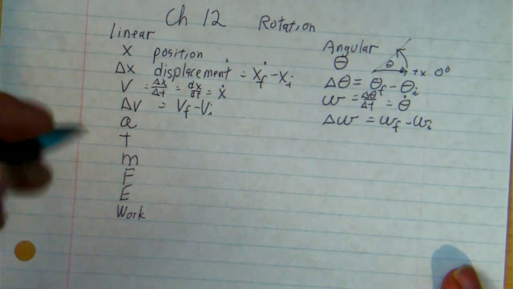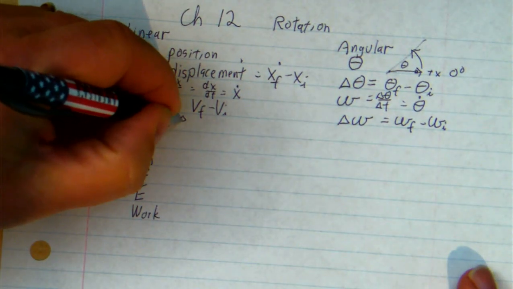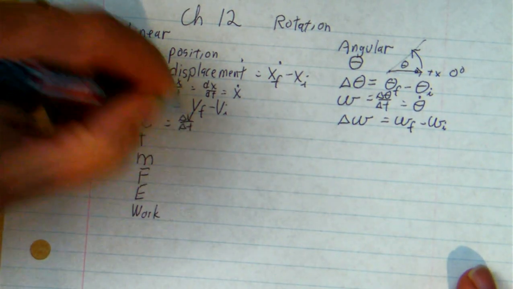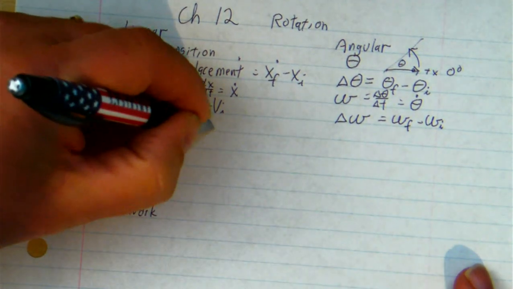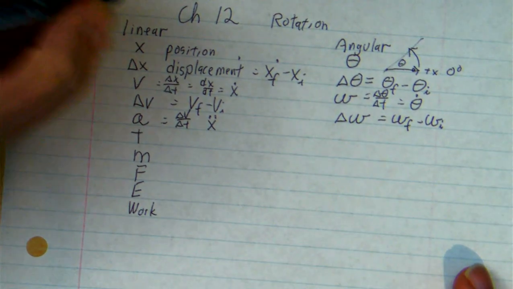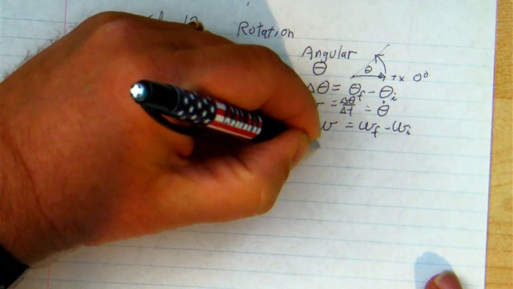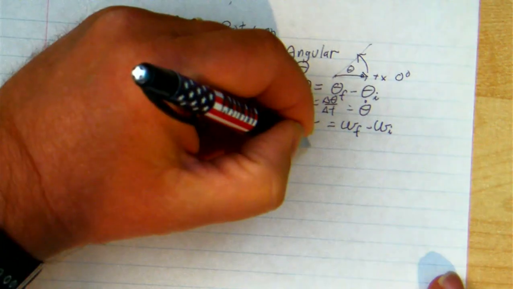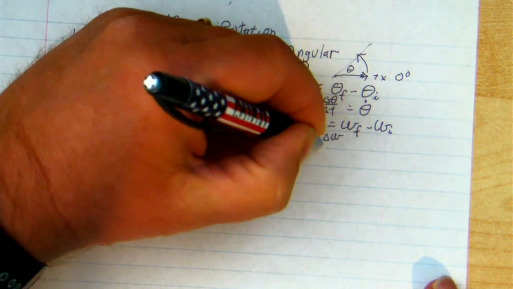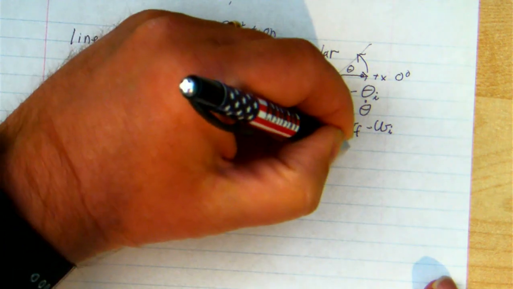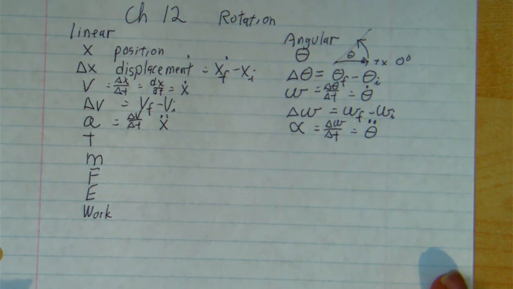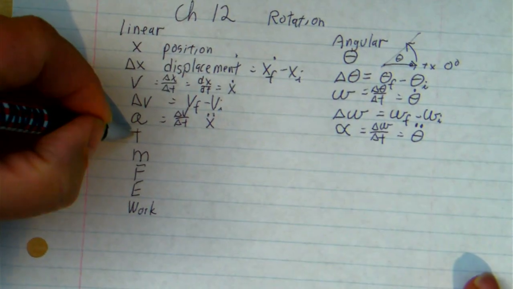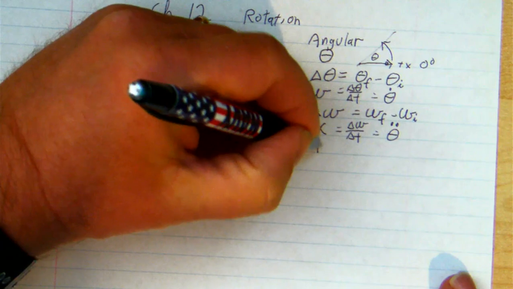Then we also have acceleration, and that was originally defined as your change in velocity divided by change in time, or the derivative of velocity, or the second derivative of position. Same thing is true here. It's called alpha. And it would be the change in angular velocity divided by the change in time, or the second derivative of angular position with respect to time. For time, the angular equivalent is time.